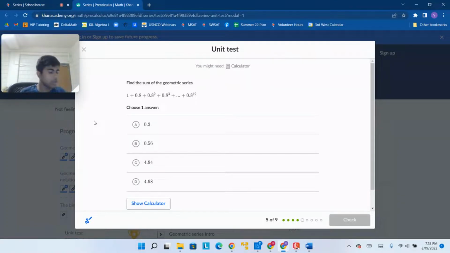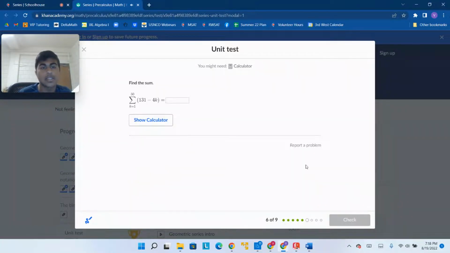Now I'll pull out my calculator again, and we're going to compute this. 0.8 to the 20th, that's going to give us 4.94. So our answer is 4.94. And we can keep going to the next question. Nice and easy.